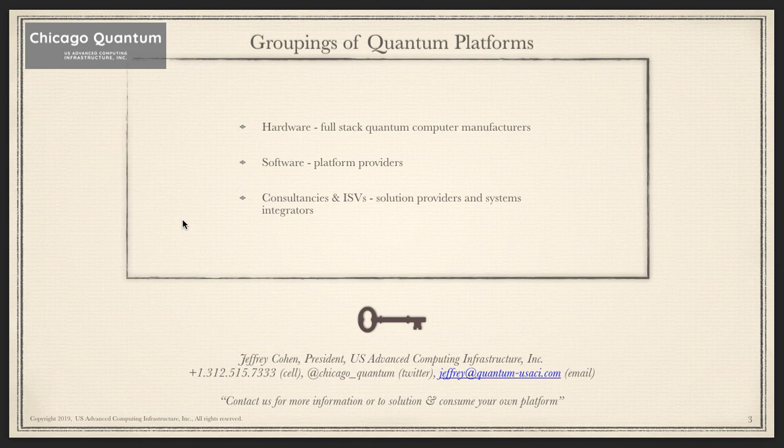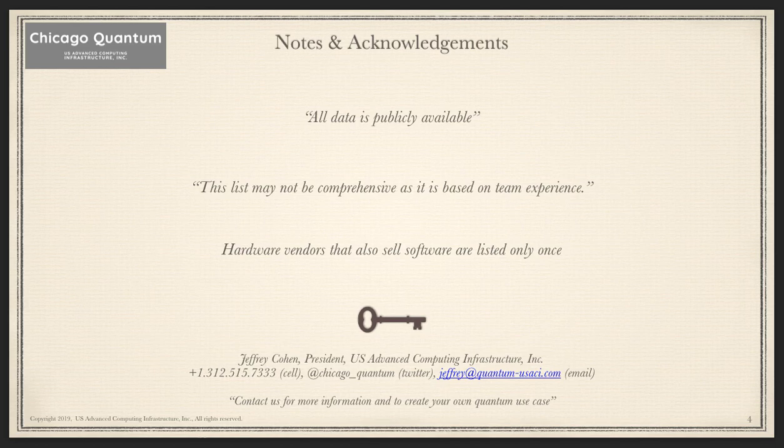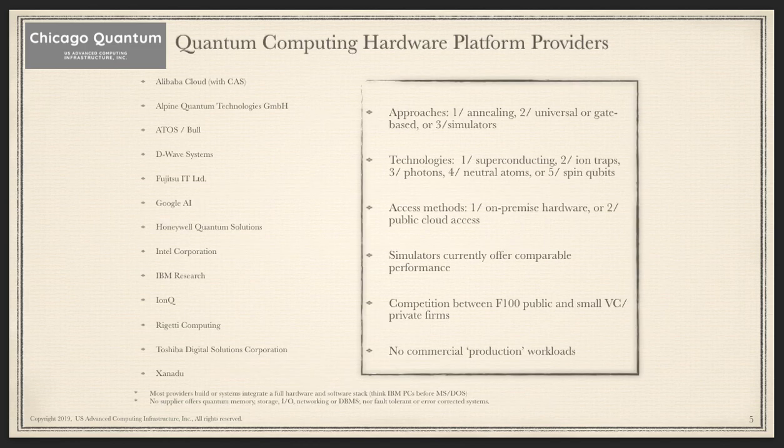And so why do we publish this information? We hope that you'll contact us for more information or to solution and consume your own quantum computing platform. So all the data is publicly available. This list is based on our own experience, so it's not a research project as much as it's just who we've worked with. And the hardware vendors that also sell software are only listed once.